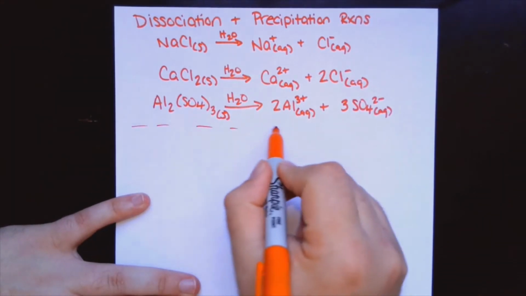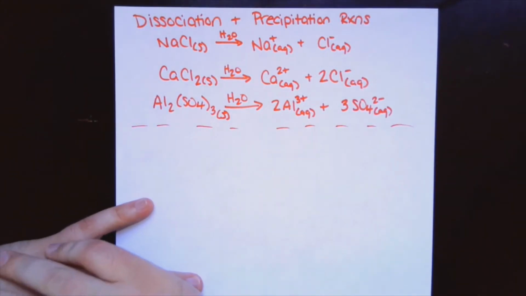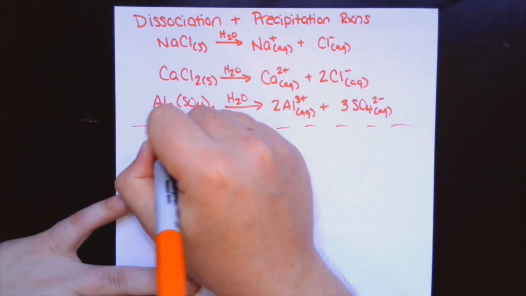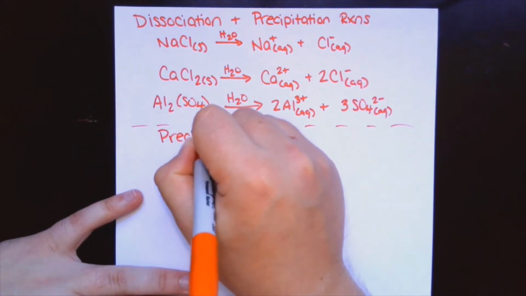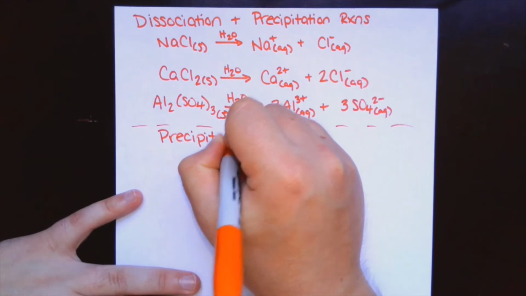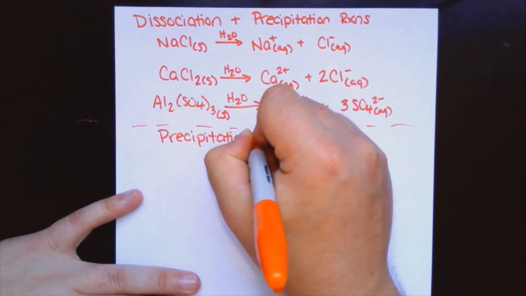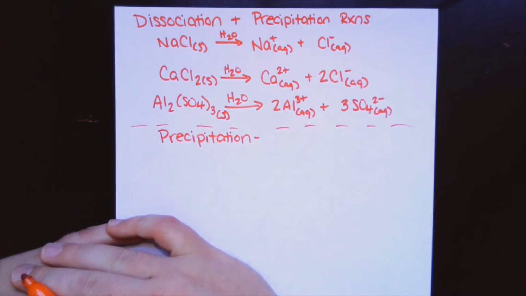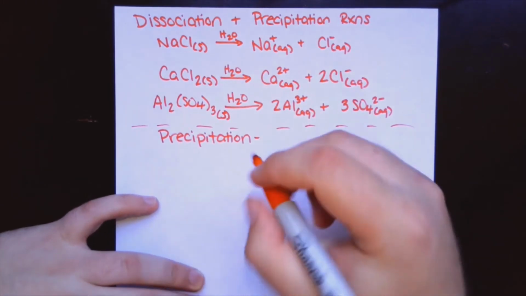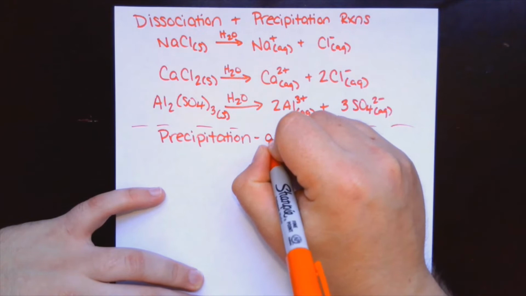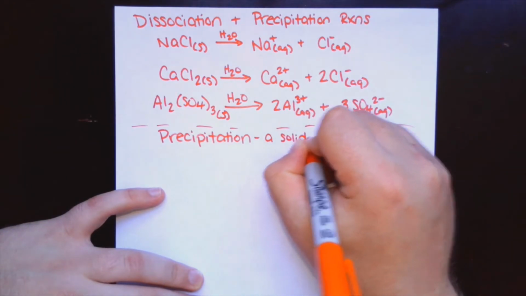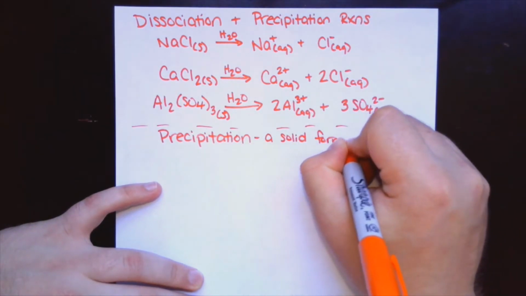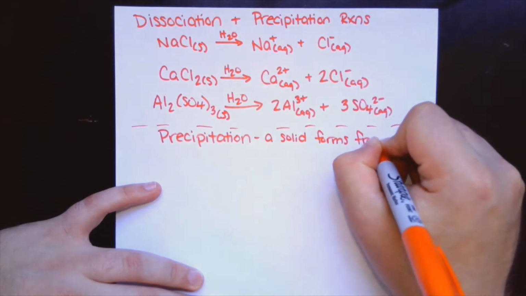So with that in mind, let's talk about precipitation reactions. So what is a precipitation reaction? Well, when you hear the term precipitation, you will generally think of rainfall, snowfall, something like that. And in meteorology, that's accurate. But in chemistry, the word precipitation has a different meaning. Precipitation in chemistry means when a solid forms from an aqueous solution.